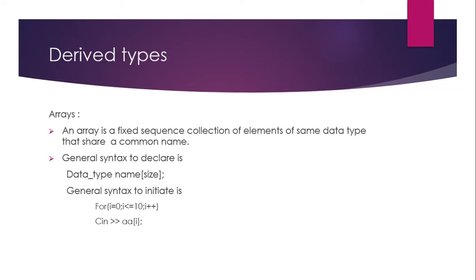Data type, name, and size. For example, for i equal to 0, i less than or equal to 10, i plus plus. We are initializing i to 0, and the values range from 0, incremented until 10, and we are going to take the array elements with i as the subscript.